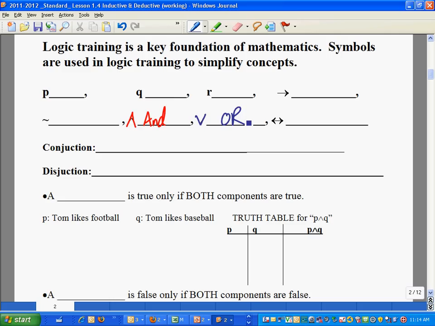A conjunction is an "and" statement. This is like English class. Because of that, con means with. So a conjunction, you have two things joined together. That's an "and" statement. Okay. Disjunction is an "or" statement. Disjunction is an "or."